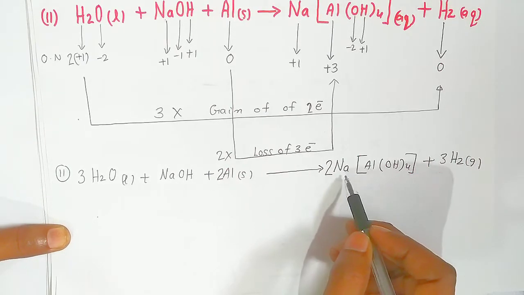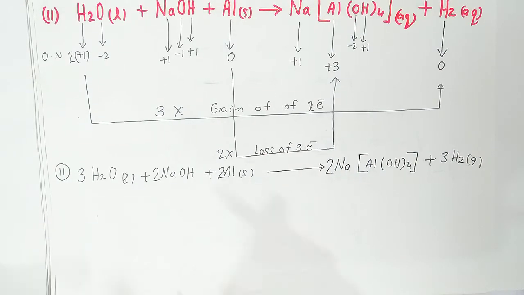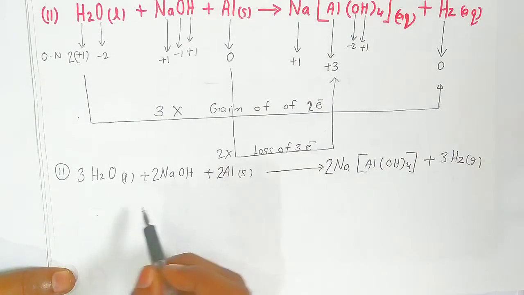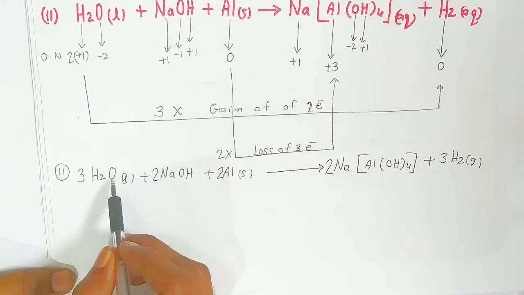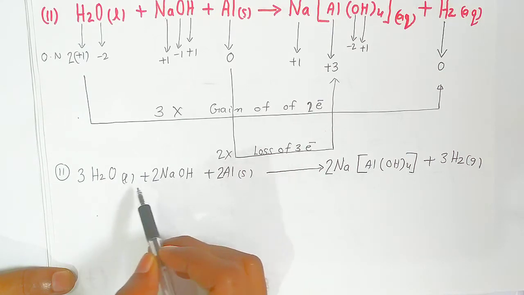Now if you want to balance the sodium here students, again you have to make it twice. Okay students, so this is the way we have balanced the equation. Now if you want to balance the oxygen, when you see the oxygen on the reactant side, in total how many oxygens are there? 3 oxygen plus 2 oxygen, 5 oxygens are present on the reactant side.